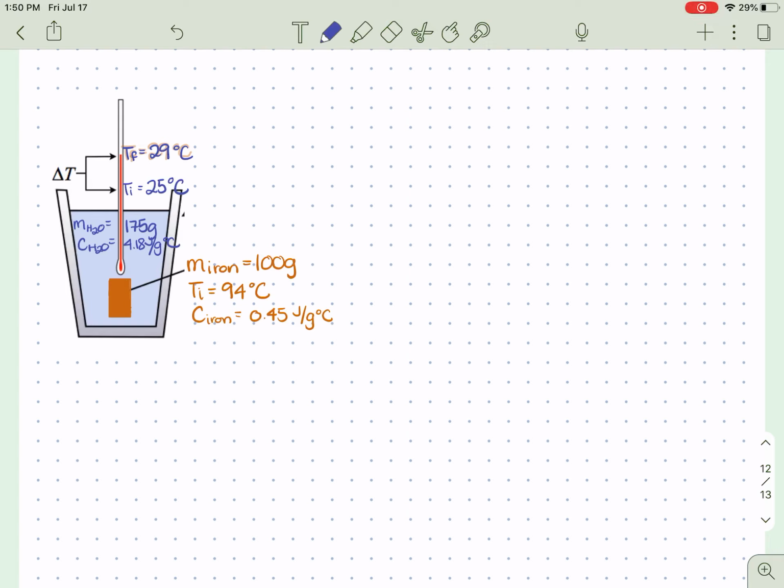Hello scholars, today I am going to walk you through how to do this example calorimetry calculation. So just to start off, the equation that we use for all our calorimetry calculations is going to be Q equals mc delta T, where Q is the heat transferred, m is the mass of the substance, c is the specific heat of the substance, and delta T is the temperature change of the substance.